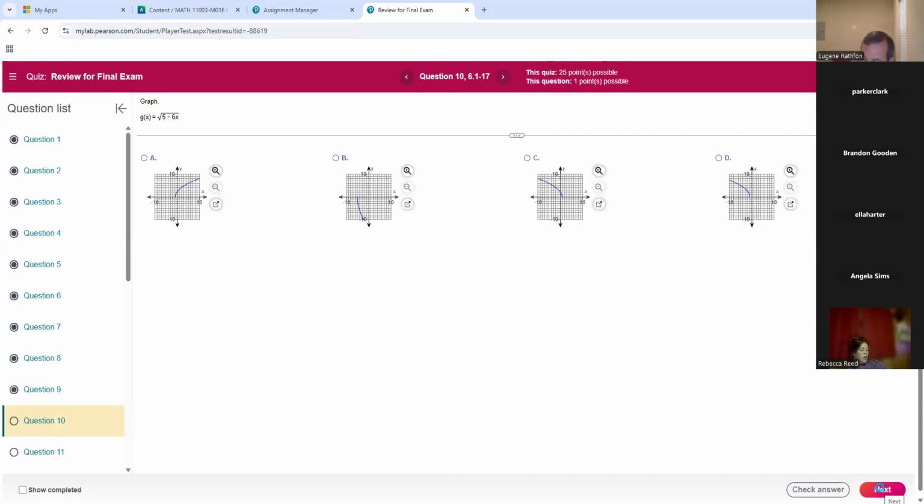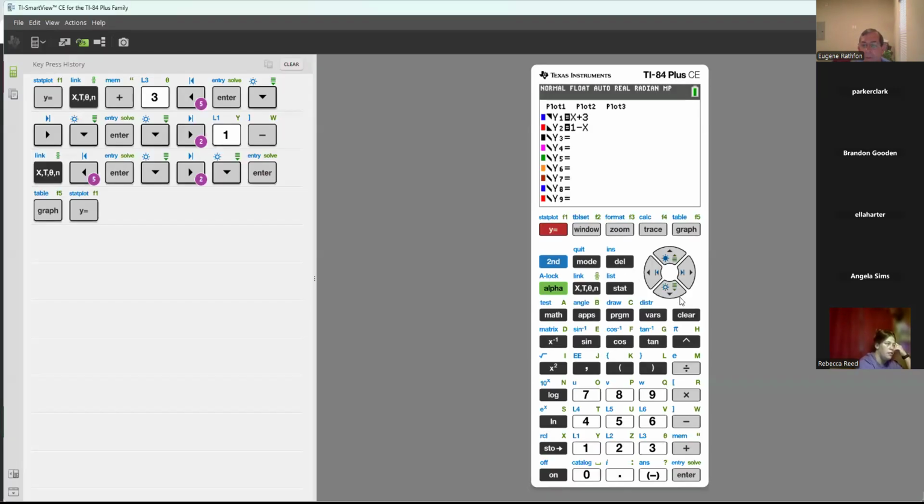All right, y'all. So let me draw this one. G of x equals the square root of 5 minus 6x. Now, I'm going to just graph this on a calculator. So let's go to the calculator. I'm going to go to y equals. I'm going to clear all this off.